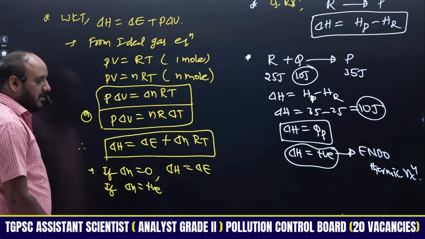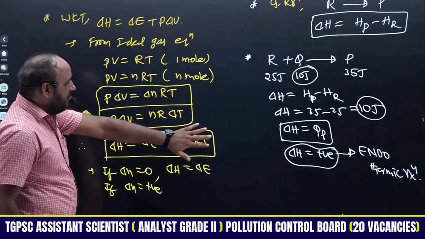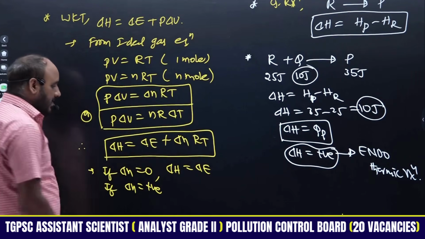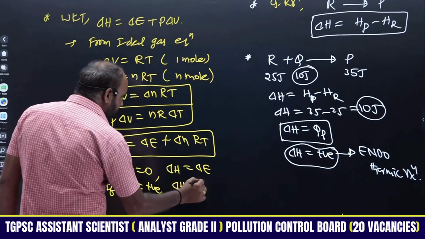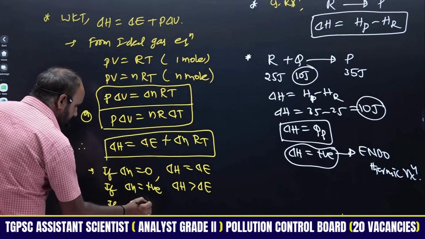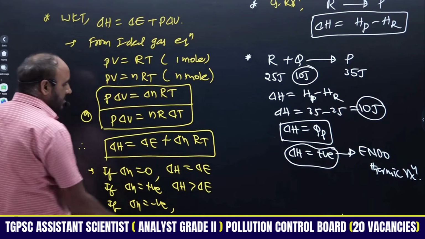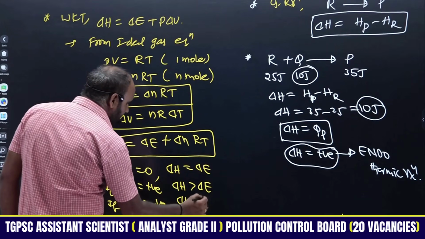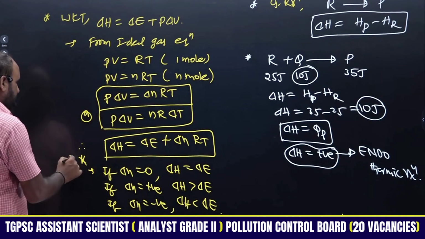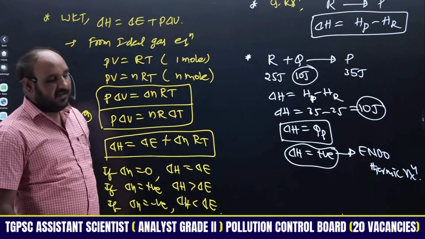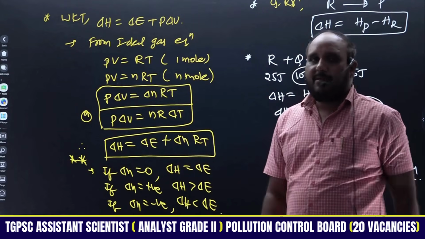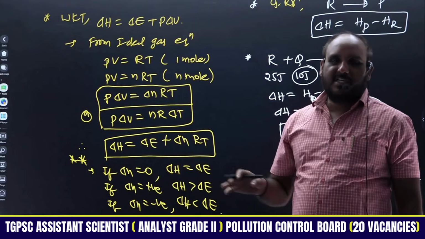If delta N is positive, then for this delta E we are adding some value, and then only it will be equal to delta H. That means delta H is greater than delta E, right? If delta N is negative, delta H is less than delta E, right? So these are the relations between delta H and delta E we will get. Like that, the conversions are there, simple thing.